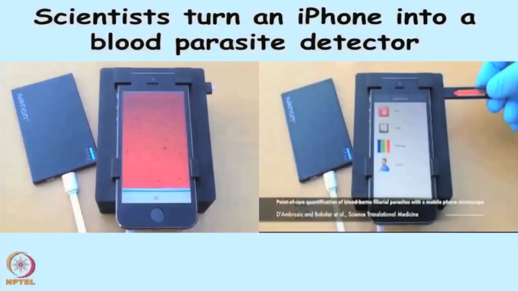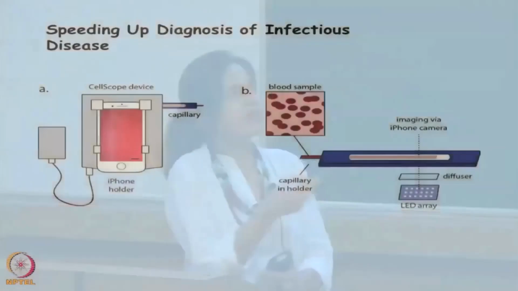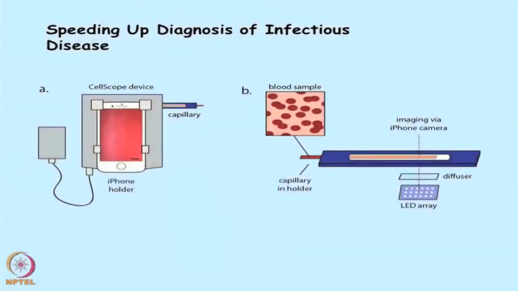And this is the iPhone, which has been converted into a blood parasite detector. This is the device which can be connected to the iPhone, and a 5-second record of the sample can be taken to detect the parasites rapidly. This could be used for TB, for malaria, and if this is given to a clinician, our work would definitely be much faster. This is the CellScope Loa, to look for the African eyeworm, and this is a blood sample, and this is a device which is attached to the iPhone.